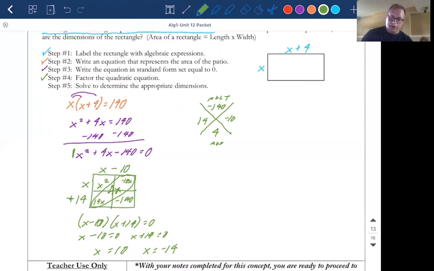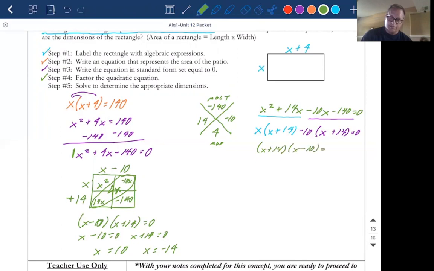I'm going to keep the x squared and put an x with the two numbers that I just found, and then keep the last term. If I factor by grouping, I can take an x out, leaves me x plus 14. I can then take a negative 10 out, leaves me x plus 14 as well. Therefore, my factors are going to be x plus 14 and x minus 10.